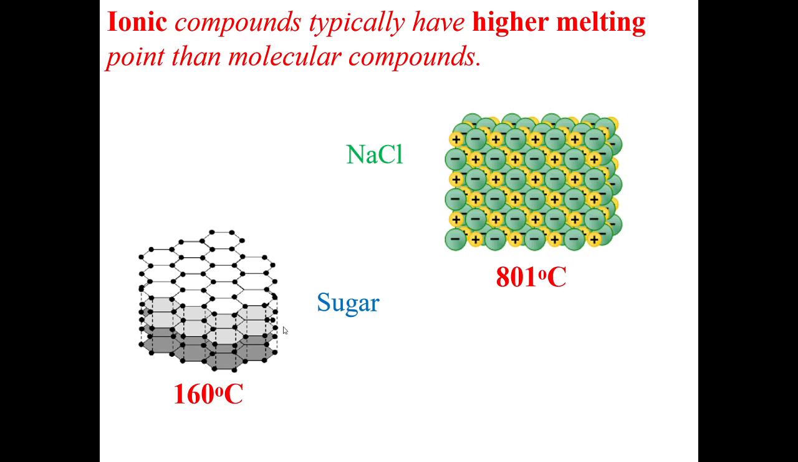So unless you have one really super strong oven, you're not going to ever melt salt in your kitchen, but you can very easily melt sugar. 160 degrees, that's lower than most ovens can even be set. So, which is a good thing. We want to be able to melt sugar when we're baking.